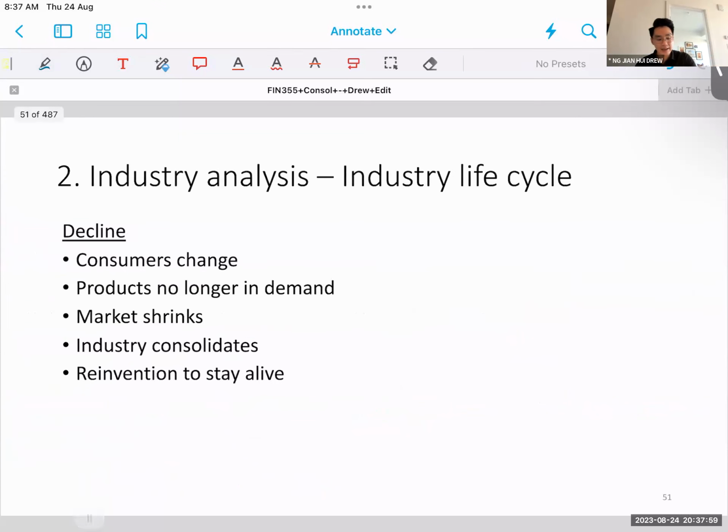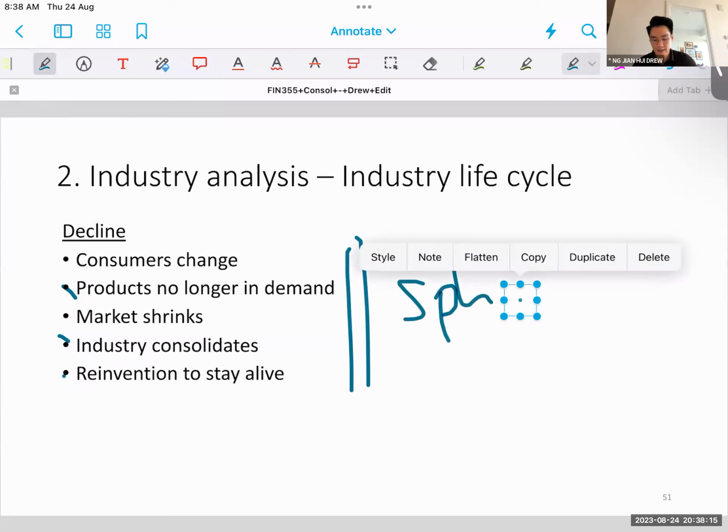So decline is where the market is shrinking, and the product is no longer in demand, so you need to re-innovate. A good example of a declining industry would be SPH, Singapore Press Holdings, where the printing of newspaper is no longer so popular. It's really in a very deep decline now.